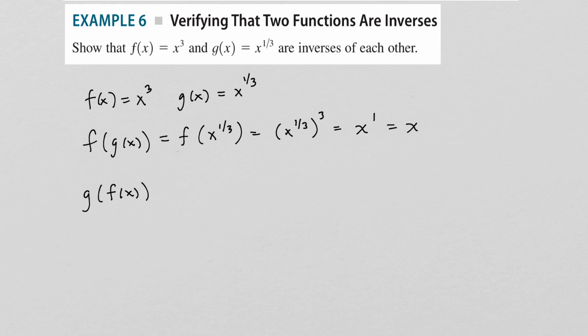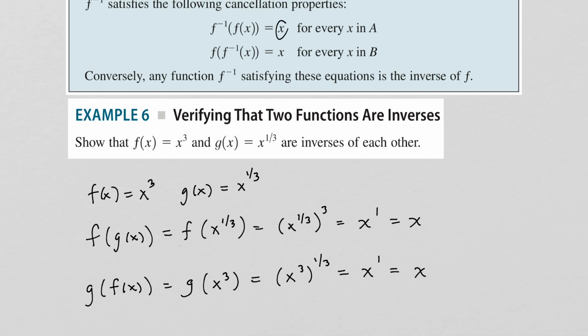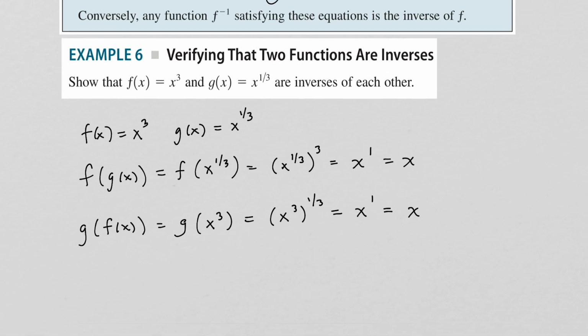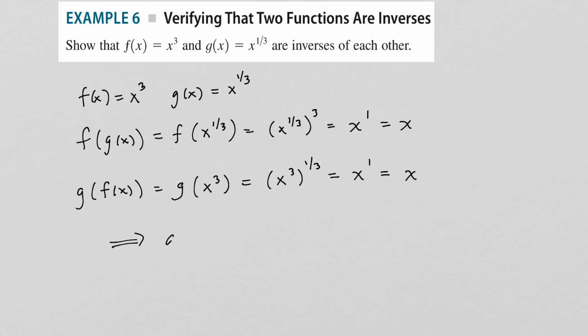and this is equal to x. g of f of x is going to be g of x cubed, because f of x is x cubed. And this means we're plugging x cubed into here. So this becomes x cubed to the 1/3, and for the same reason, this turns into x to the 1, which is equal to x. Since we get x for both of these compositions, this means that g of x is equal to the inverse of f of x.